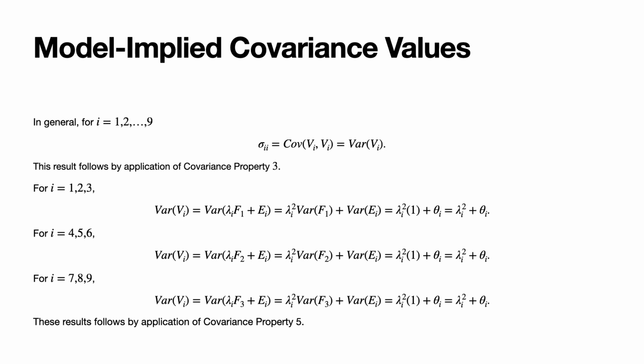And then finally, for i going from 7 to 9, the variance of V sub i is equal to the variance of lambda sub i times F3 plus E sub i. That is equal to lambda sub i squared times the variance of F3 plus the variance of E sub i. That is equal to lambda sub i squared times 1, where the 1 is the variance of F3, plus theta sub i. And so that simplifies to lambda sub i squared plus theta sub i. Now these results follow by application of covariance property 5.